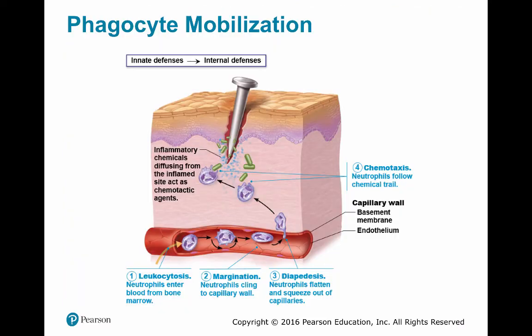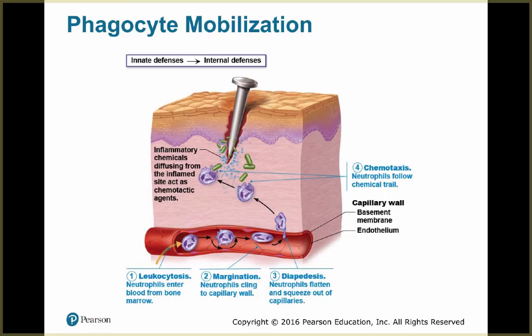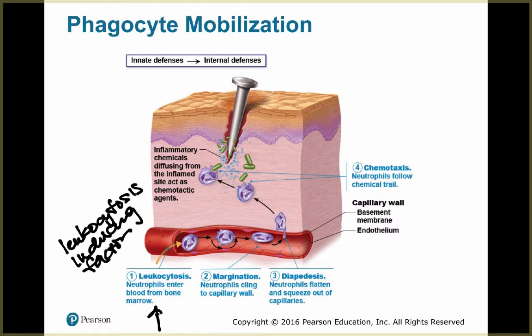So let's talk about the mobilization, what happens. The first thing that happens is leukocytosis. Basically, you can see that you're going to have a release of neutrophils. They're going to come from the bone marrow in response to the leukocytosis inducing factor, and that factor gets released from the injured cells.